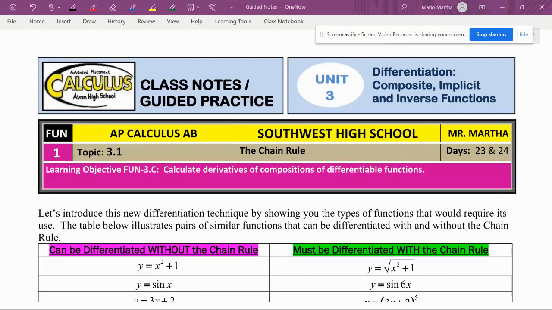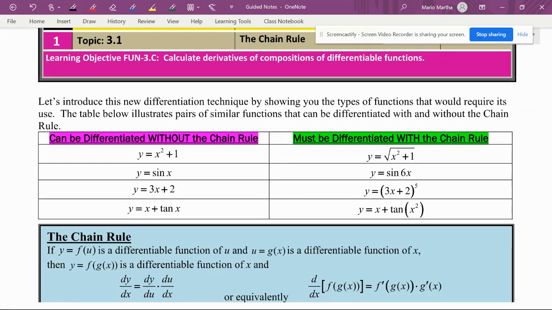Today we're going to start Unit 3, differentiation of composite, implicit, and inverse functions. So pretty much today's objective is that you're going to calculate derivatives of compositions of differentiable functions. And the main topic today is what we call the chain rule. All right. So first, let's introduce this new differentiation technique by showing you the types of functions that would require its use. The table below illustrates pairs of similar functions that can be differentiated with and without the chain rule.